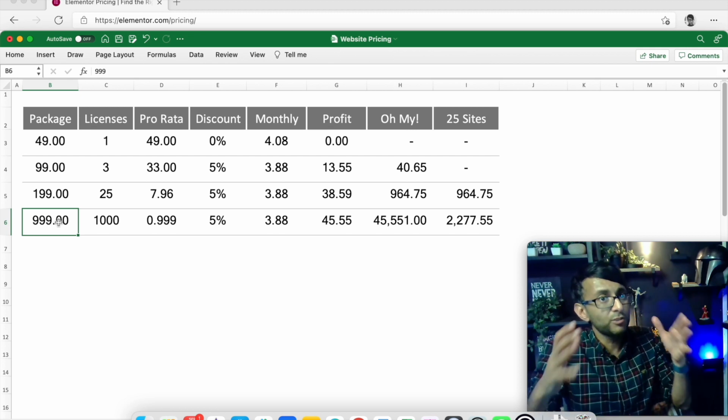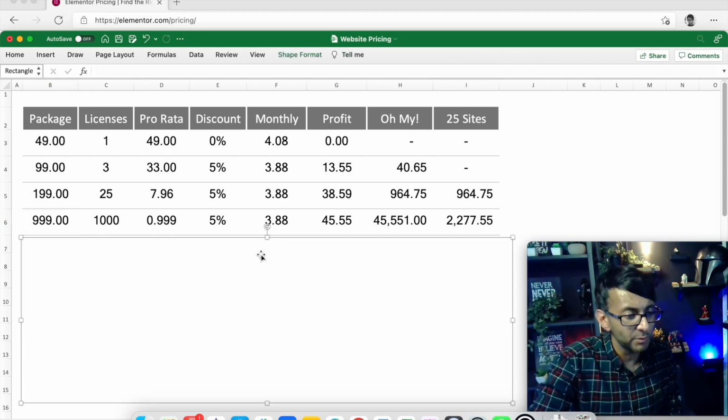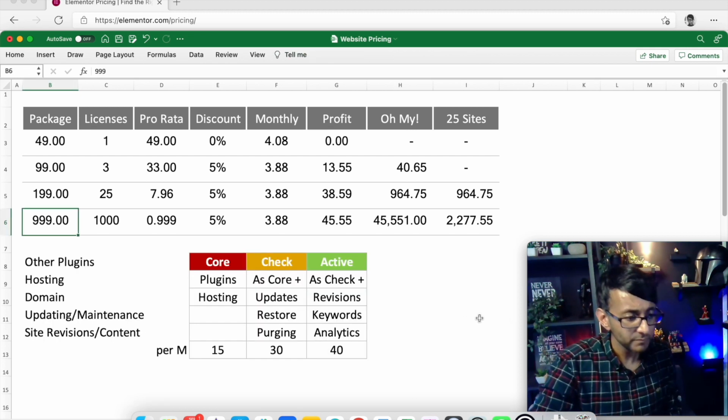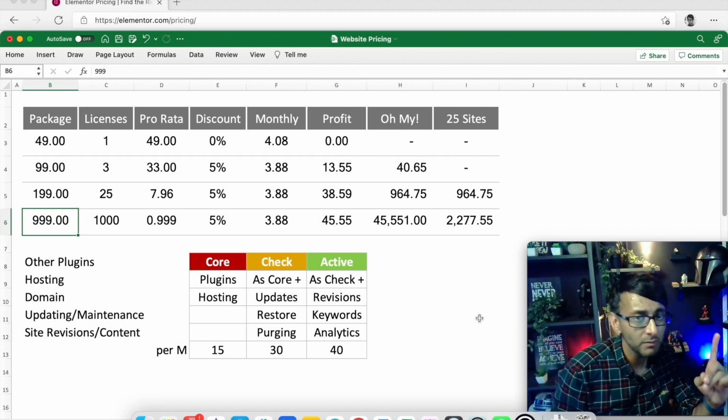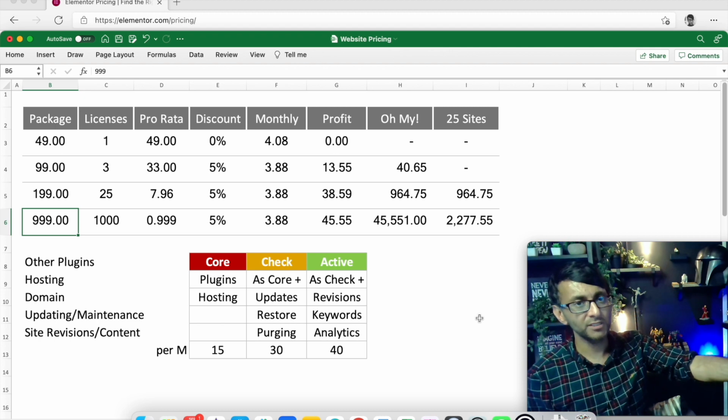And this is a really, really good way to do it. And what you want to be doing is applying this to every other plugin. So if you've got a plugin where you buy one, which is $99, you charge them.